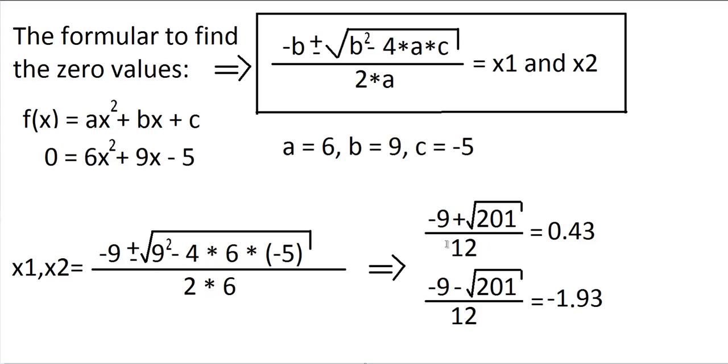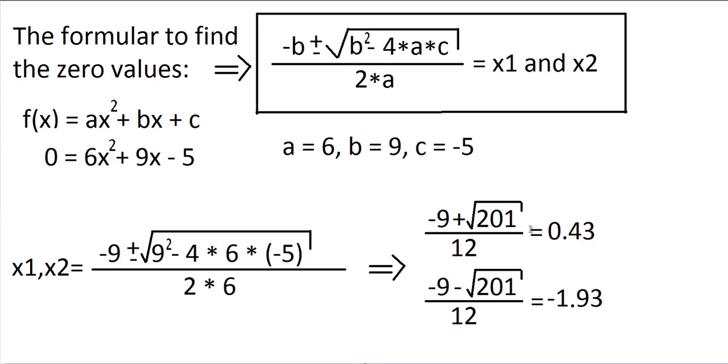Okay, so that means the first operation we are having is still minus 9 plus the square root of 201, because 81 minus, and minus times minus means plus, so think of a plus there instead of minus. And 4 times 6 is equal to 24, and times 5, that's 120. So we got minus 9 plus or minus the square root of 201, because 81 plus 120 is equal to 201. And we divide this by 2 times 6, which is equal to 12, of course. And that gives us the zero values.